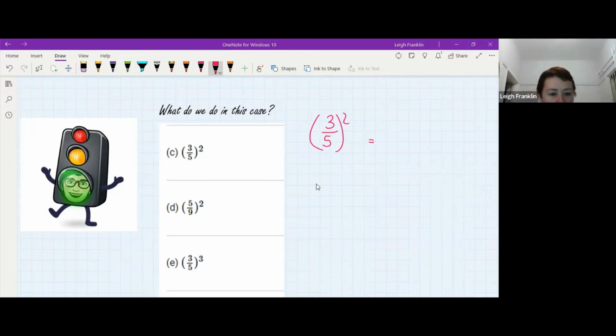All right, so now let's see whose hands are up. I love hearing from people who don't normally put their hands up, so that's really cool. Okay, Mojulifa, go for it. What does it mean if I ask you to square 3 over 5? What am I asking you to do?